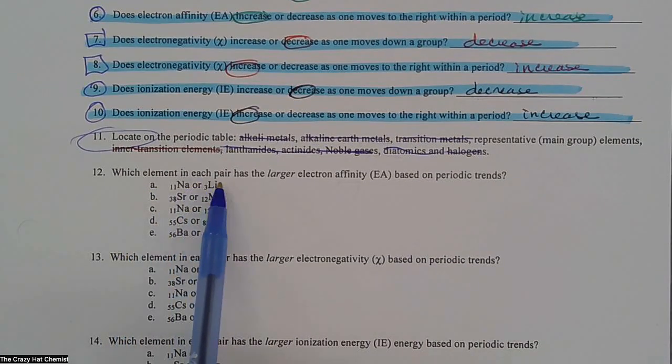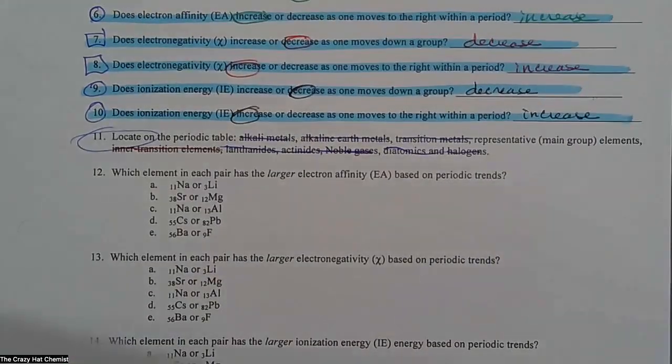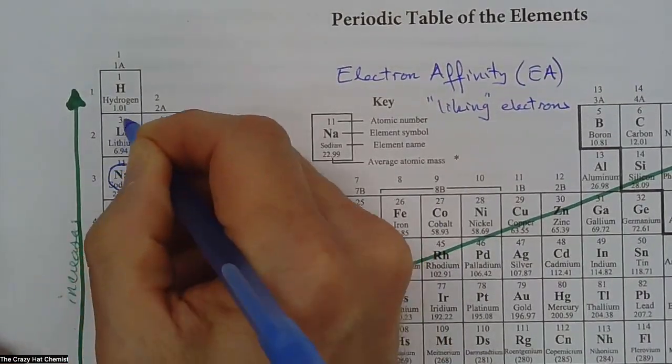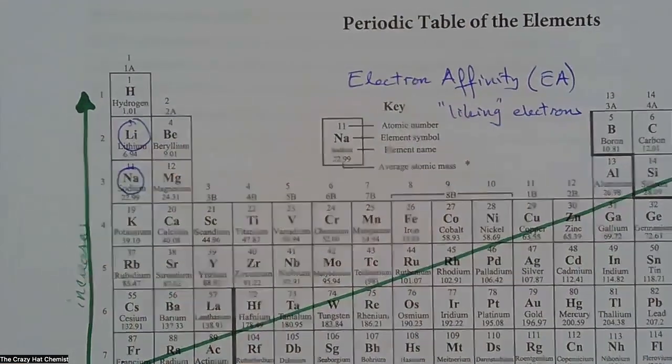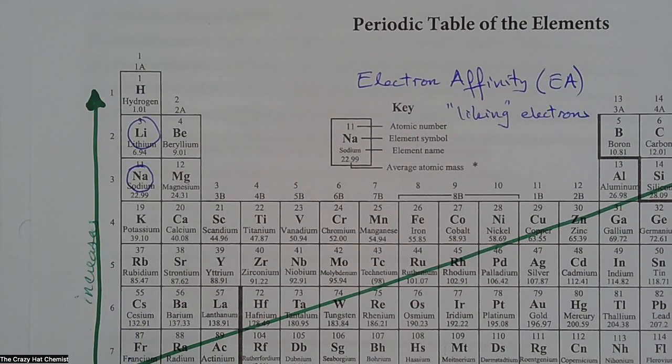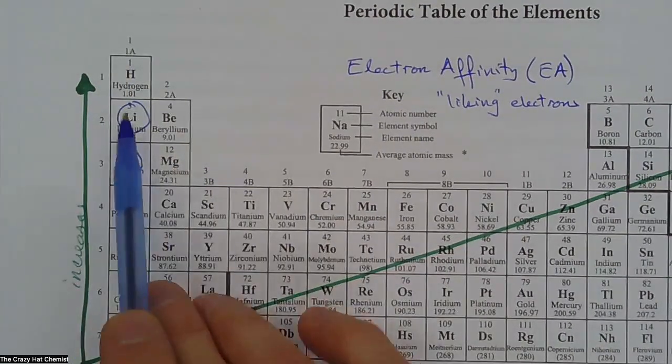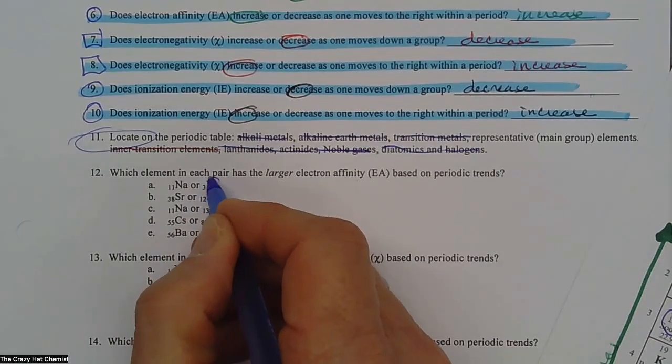It says, which element in each pair has the larger electron affinity? So what we're going to do is come back to all these periodic tables that we have labeled here. We have worked so hard. So we have electron affinity of sodium or lithium. So sodium or lithium. Okay, which one has the larger electron affinity? Well, you should see that electron affinity increases as you go up. So it would be most certainly lithium. So I'm going to circle that.